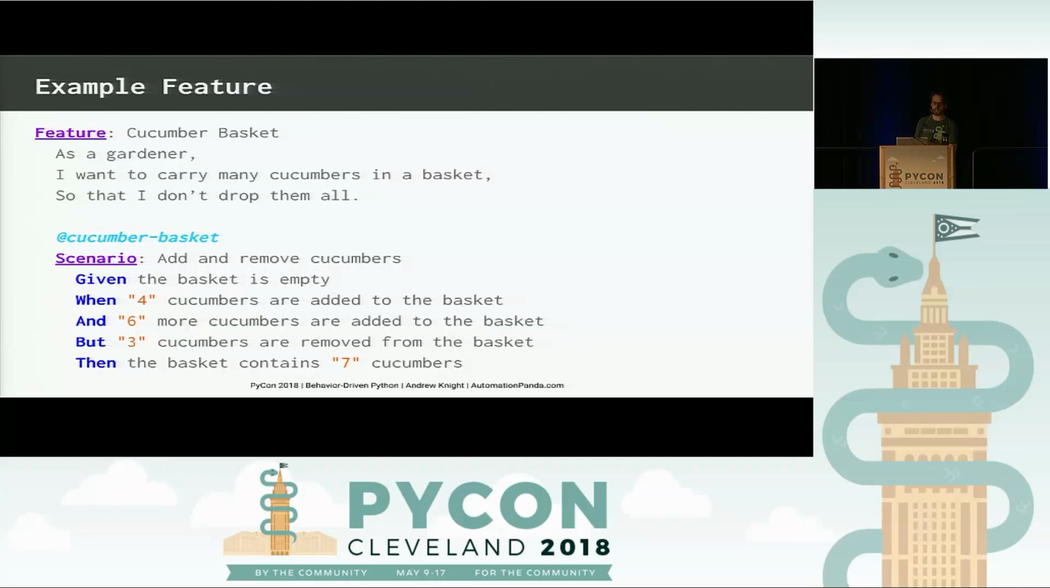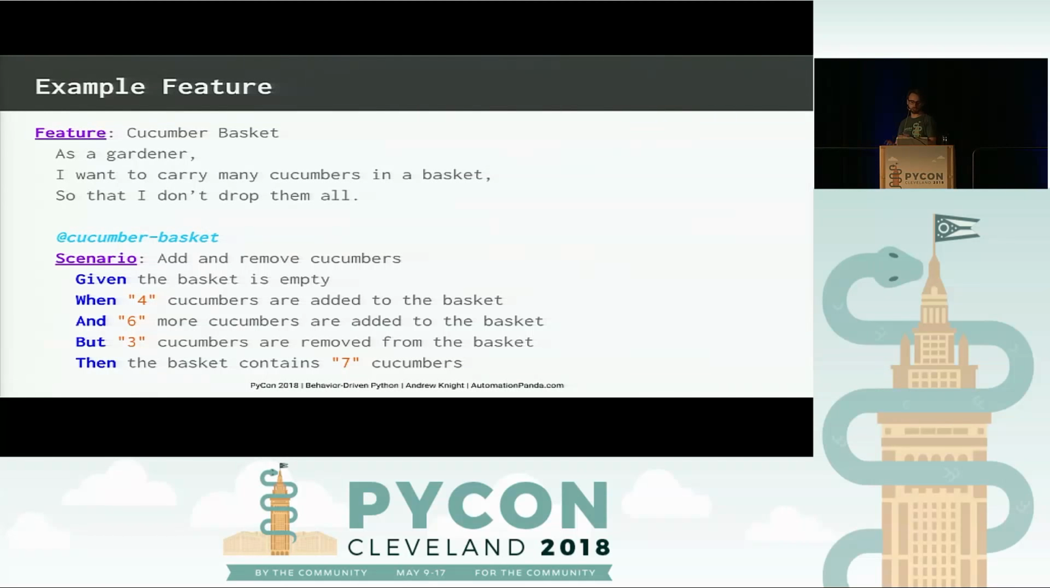And then under there, I can have any number of steps. Given the basket is empty, that's an initial state, when "4" cucumbers are added to the basket. Now notice how that is in double quotes, and I've highlighted it in orange. Your steps can be parameterized. This helps with that reusability of your steps, because I can use very similar steps like the next one, and "6" more cucumbers are added to the basket. Underneath, you could probably have the same Python function implementation for both of those.